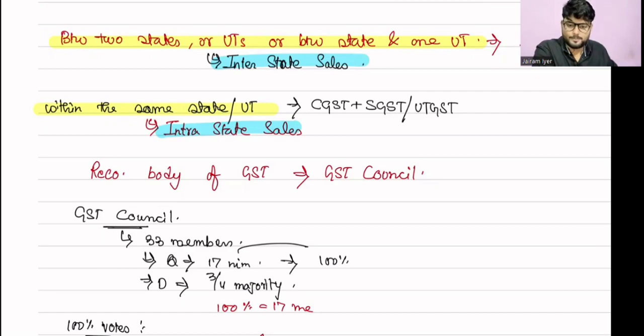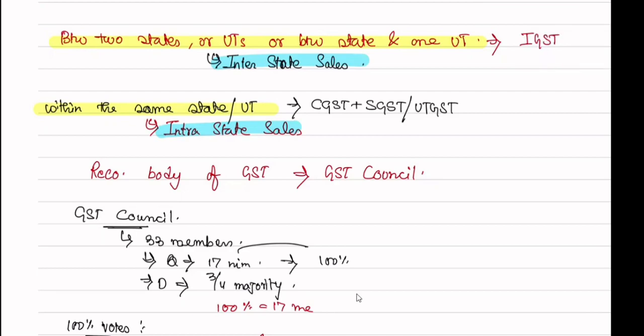Yes, Madhu. Shivam, I have a doubt. Correct me if I'm wrong. If supply takes place between one state and one union territory, it attracts IGST, right? Not UTGST. Okay, thanks. You can carry on.